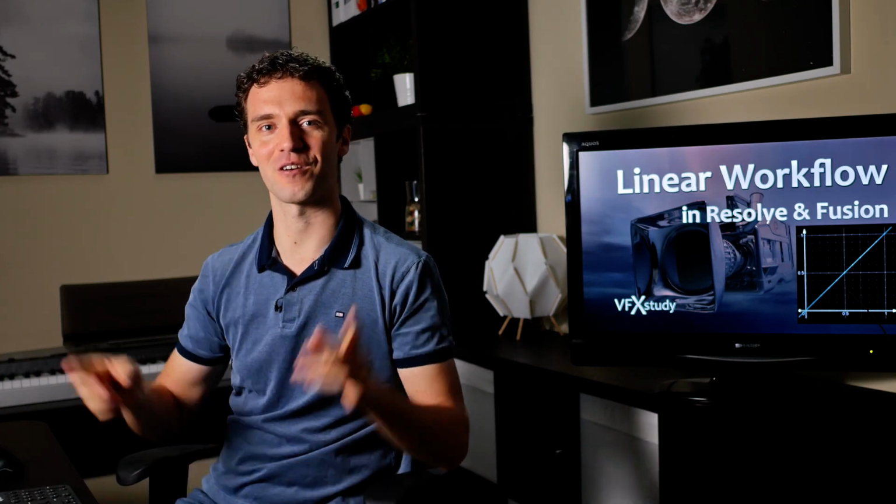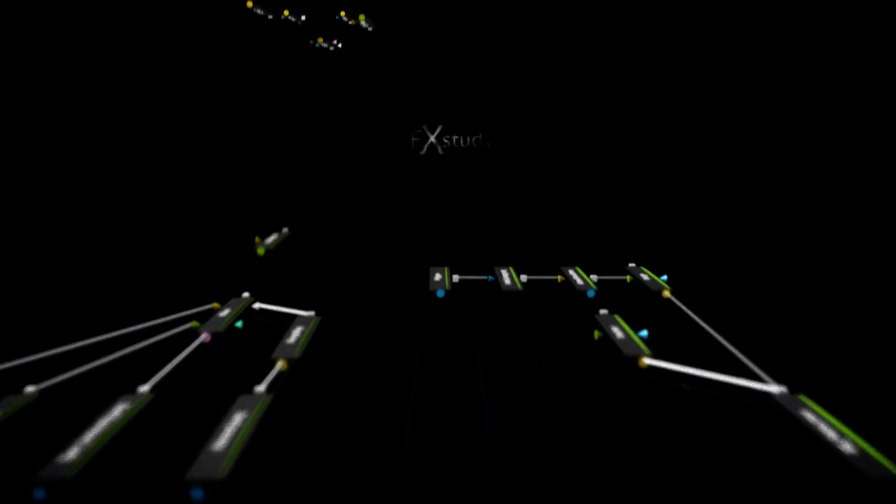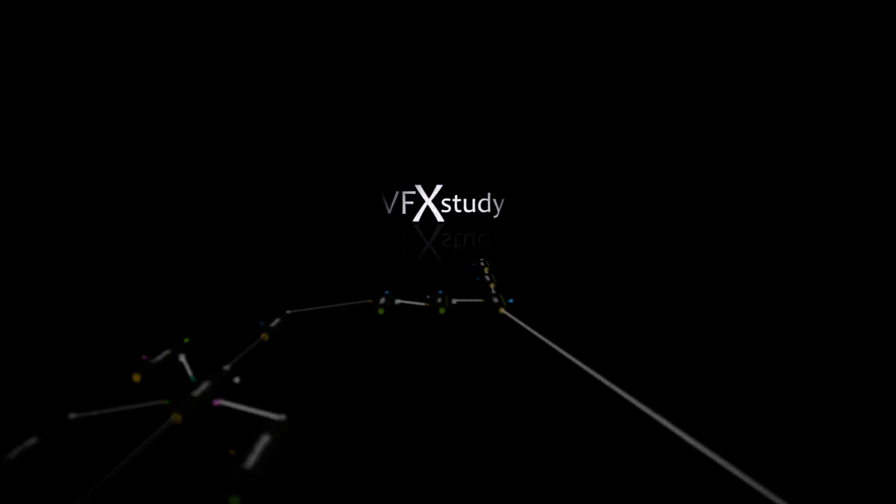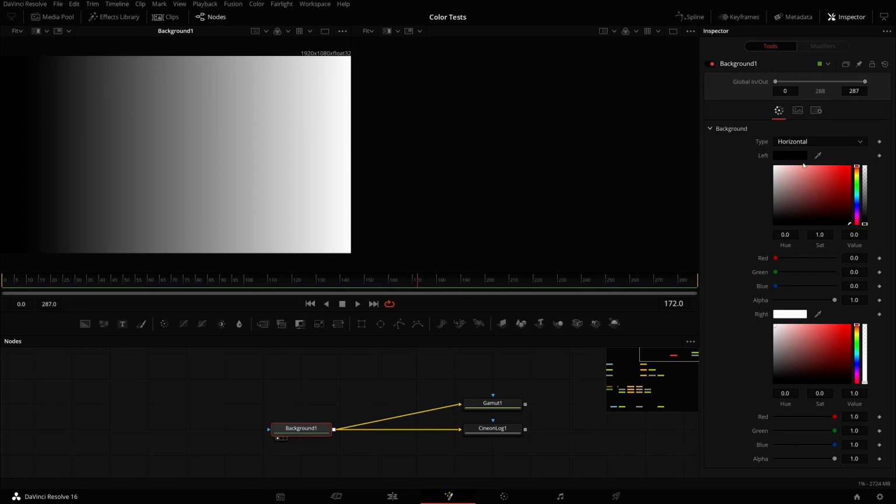So let's have a look. Let's start out super simple by looking at a plain gradient, just a background node in Fusion where I say left black, white, right, and in between values.